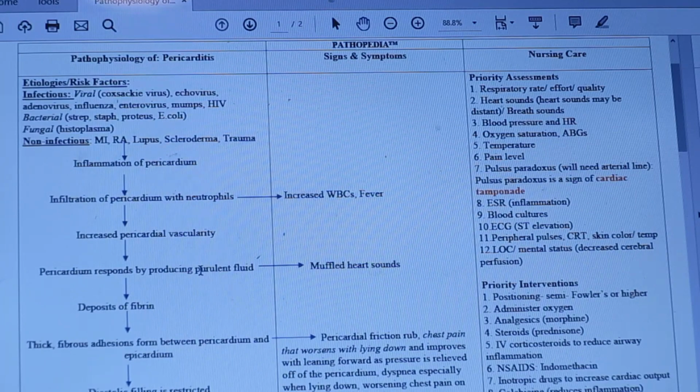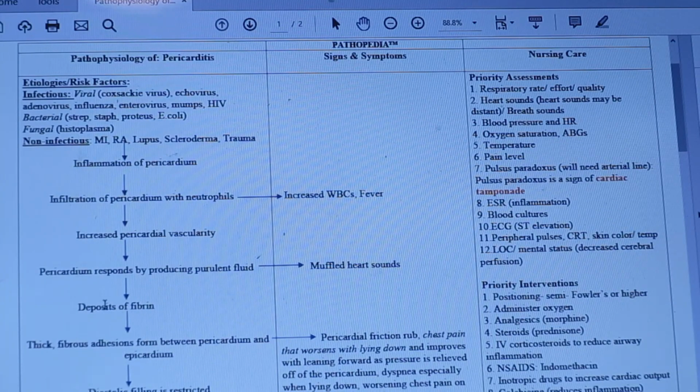Well, the outward manifestation of that fluid filling up the pericardium is going to cause muffled heart sounds, because you now have fluid in between your stethoscope and the heart sounds. So that is the outward sign and symptom of that.